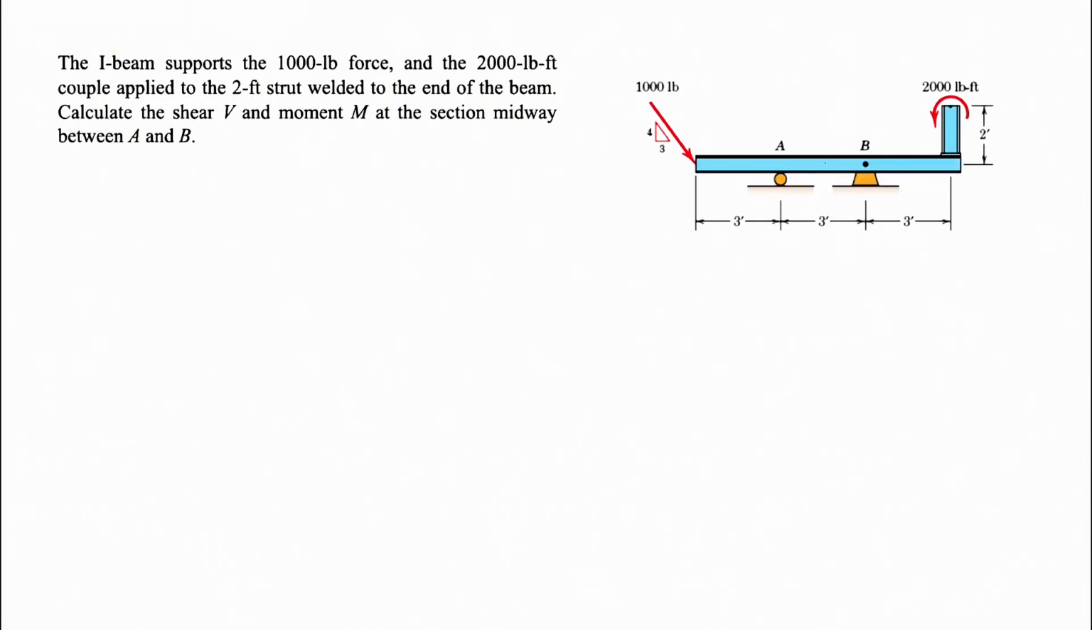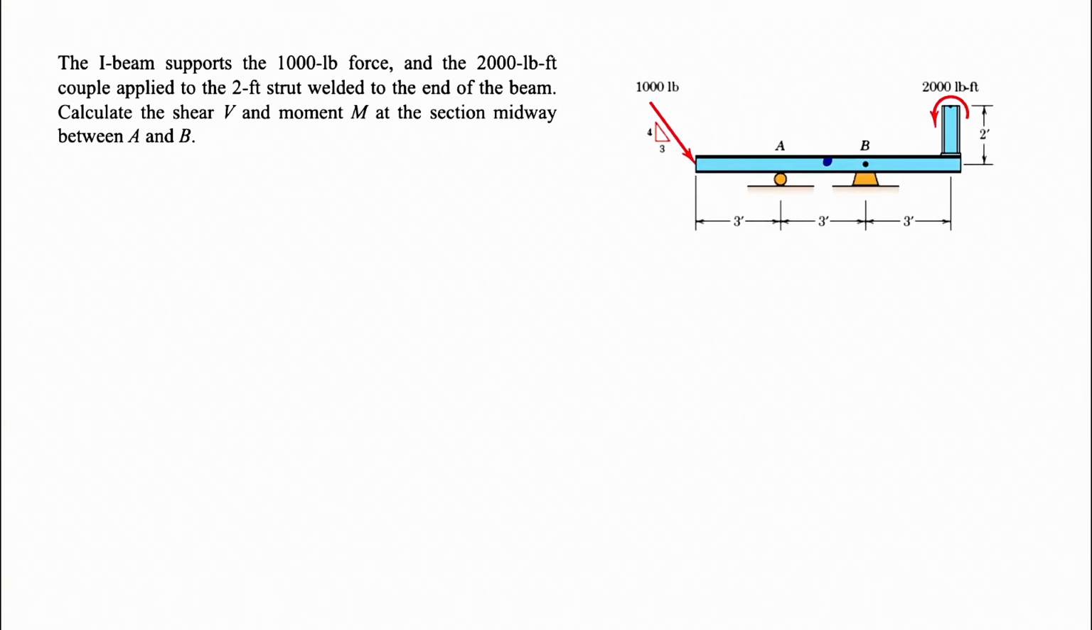Alright guys, we're going to be solving another question from chapter 5 of the Meriam textbook, Engineering Mechanics. We have this I-beam that supports the 1,000 pound force and 2,000 pound foot couple applied to the 2-foot strut welded to the end of the beam. We need to calculate the shear V and the moment M at the section midway between A and B.